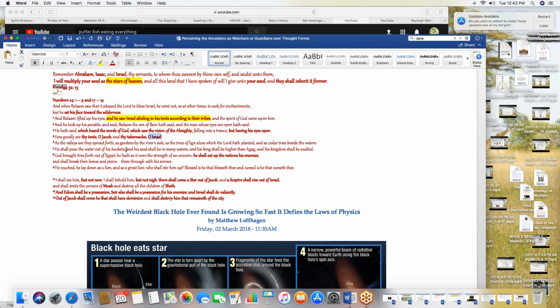And the waters of Nun, the waters of creation. And his king shall be higher than Agag, and his kingdom shall be exalted. God brought him forth out of Egypt. He hath, as it were, the strength of a unicorn. We got to look into that a little bit later, but that's deep. And he shall what? Not eat no vegetables, not even eat no meat, but eat up all the nations, his enemies.